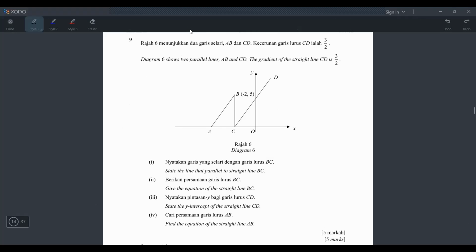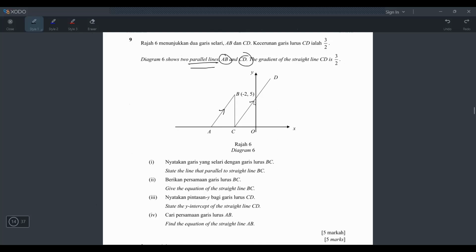Let's go. Number 9. Diagram 6 shows two parallel lines. Okay, this one is under the Form 3, Form 2, Form 1 chapter. It's like a lower form chapter. This is called straight line. So parallel lines AB and CD. Can you tell me if AB and CD are parallel?